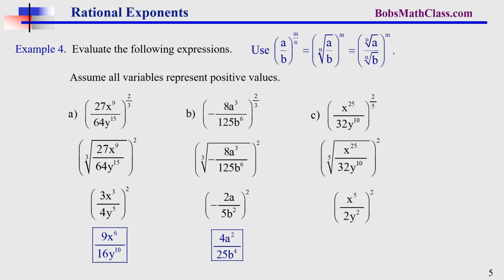Now we're going to raise each to the second power, the numerator and the denominator. Numerator, multiply 5 times 2 is 10. On the bottom, 2 times 2 is 4, and then 2 raised to the second power is also 4. So x to the 10th over 4y to the 4th.